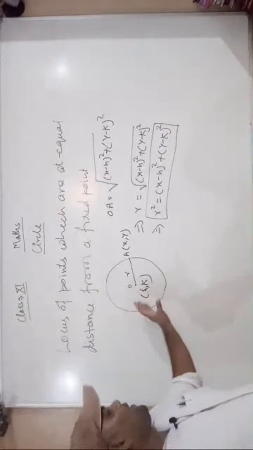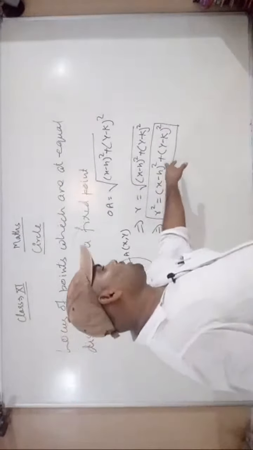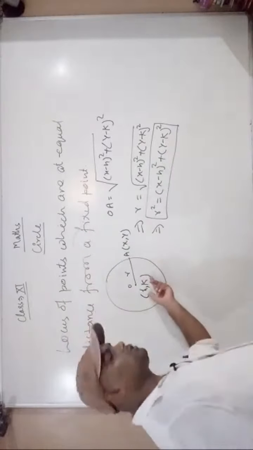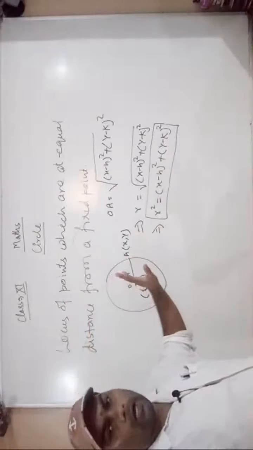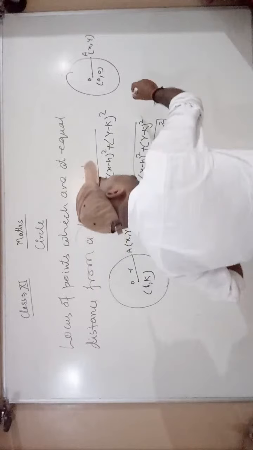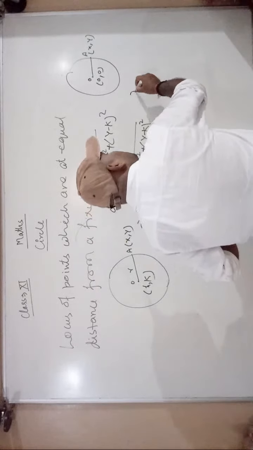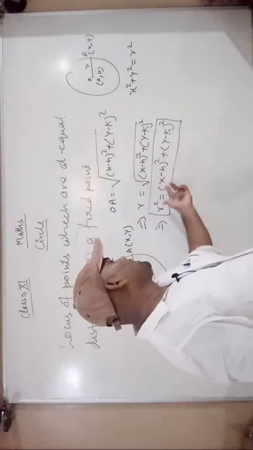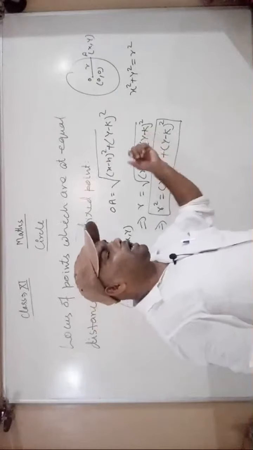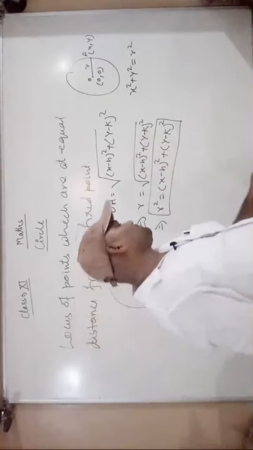You can find the equation of a circle using this formula, where h and k are the coordinates of the center, and this point x and y is a point on the circle. Now, if the center is at the origin, whose coordinates are 0, 0, then the equation is x square plus y square is equal to r square, where r is the radius. Just replace h and k by 0. You will get x square plus y square is equal to r square.